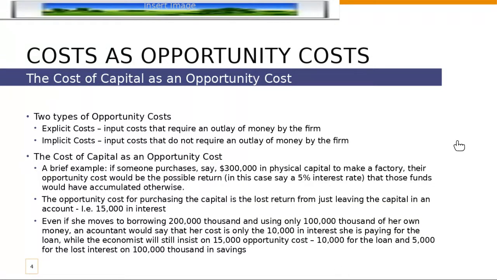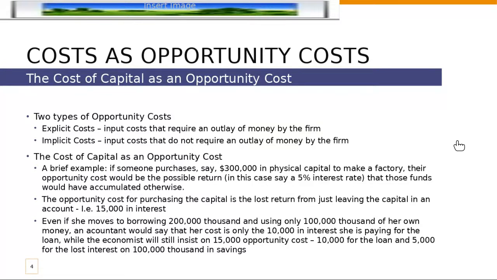Now, costs are a little trickier. So what goes into total cost? Well, there's two types of opportunity cost firms face. There's their explicit cost, which are the input costs that require an outlay of money by the firm. This is basically the things that a firm directly spends money on. These are the things that you would get a receipt for. So when they pay wages, they have a receipt, an explicit outlay of funds to pay someone's wages.